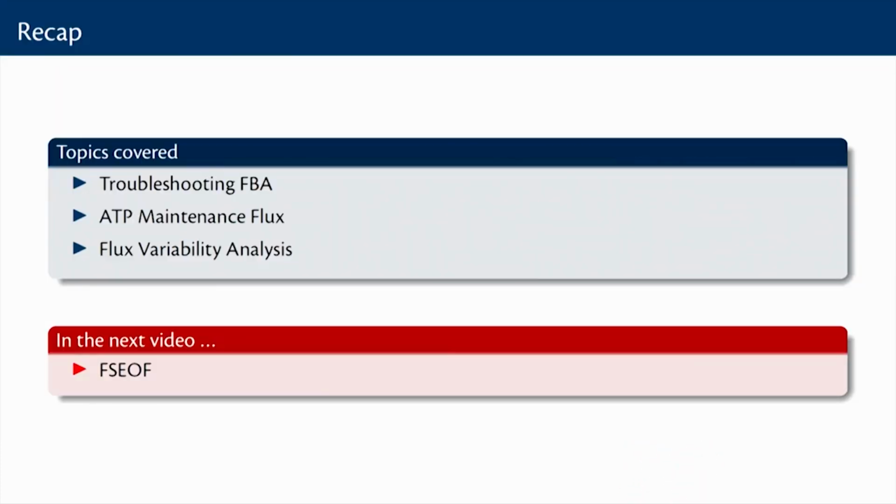So in this video, I hope you got a good overview of how one goes about troubleshooting an FBA simulation, and we also studied the concept of ATP maintenance flux and the very interesting concept of flux variability analysis. In the next video, we will go back to how we perturb these metabolic networks and look at the other kind of perturbation. We have already looked at deletions previously. Now let us look at overexpression, which involves this interesting technique known as FSEOF, which stands for flux scanning based on enforced objective flux.